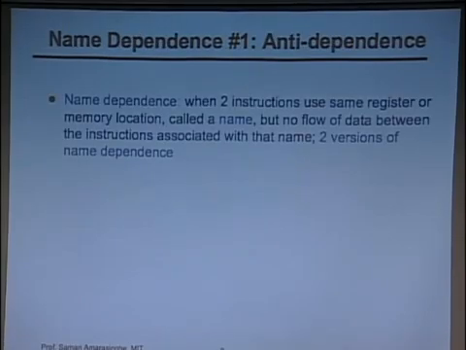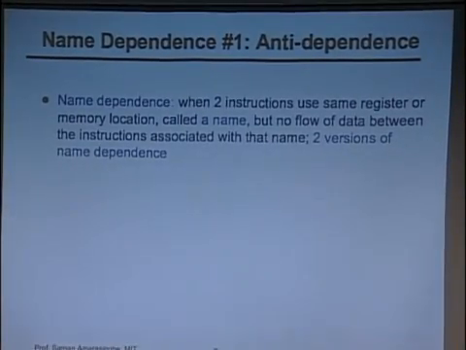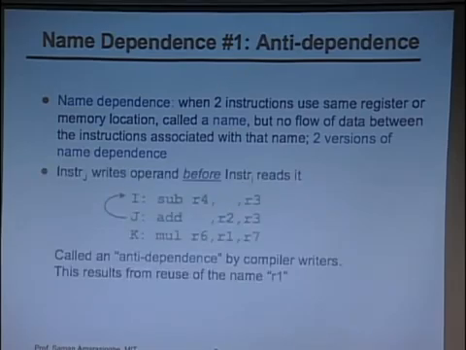There are other dependencies where we can do better. There are two types of name dependencies. That means there's no real use of data in the program, but there are limited resources, and you have resource contention. The two types of resources are registers and memory.